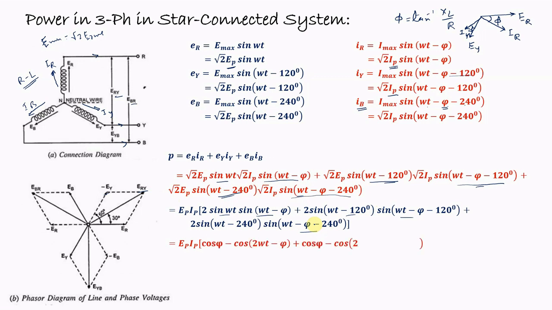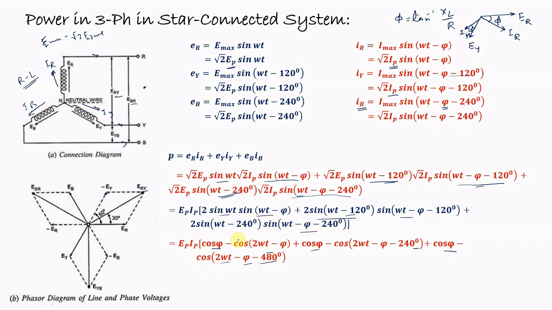So in the next step, as we have seen that it is 2 sin A sin B, the corresponding equation is cos(A minus B) minus cos(A plus B). So we will get cos phi minus cos(2 omega t minus phi). Similarly for the second case, we will get cos phi minus cos(2 omega t minus phi minus 240 degree), and here it is cos phi minus cos(2 omega t minus phi minus 480 degree).